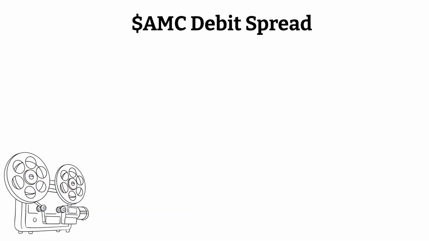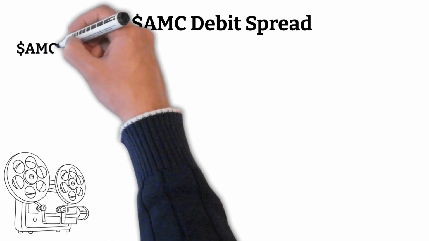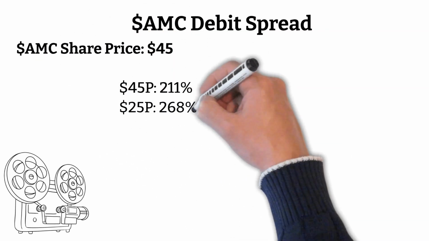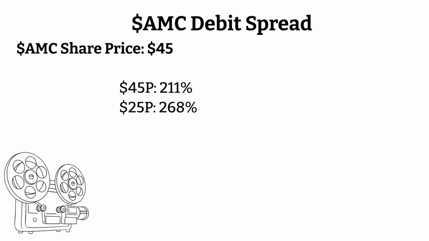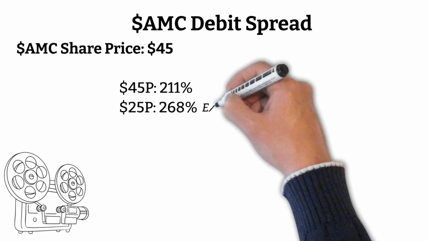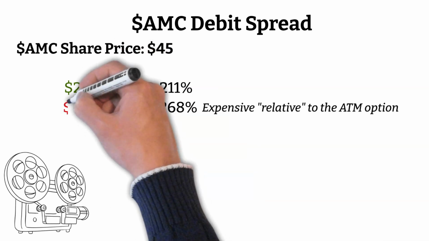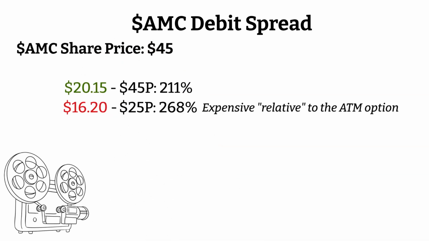AMC is currently a good example for this. AMC is trading at about $45 a share right now. The $45 put option has an IV of 211%, while the $25 put option has an IV of 268%. This tells me that the out-of-the-money put options are trading expensive relative to the at-the-money options, and the pricing of the options would support this.